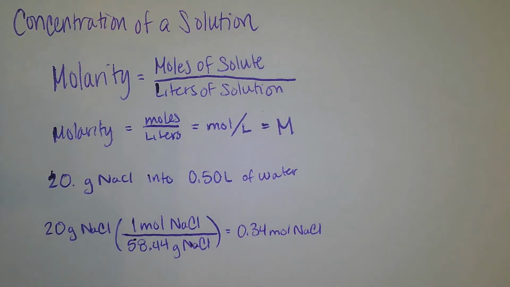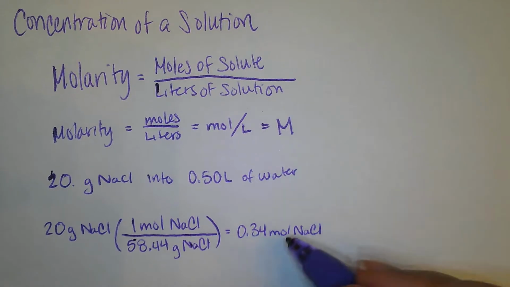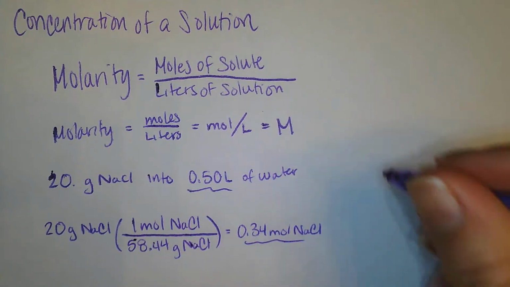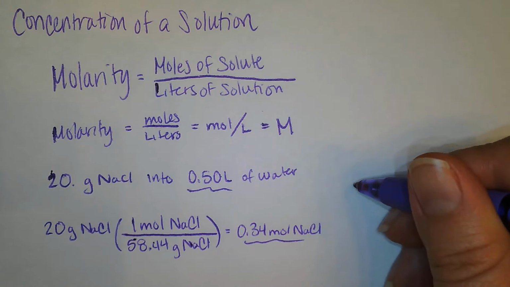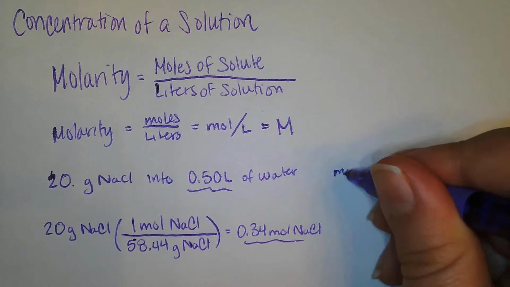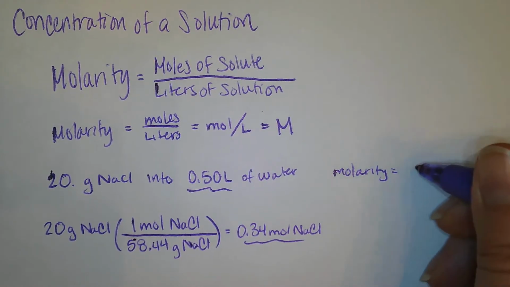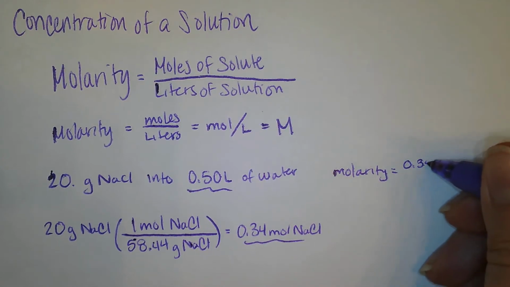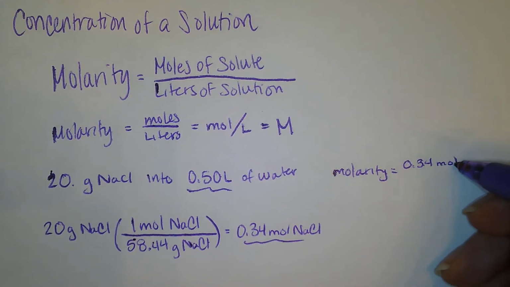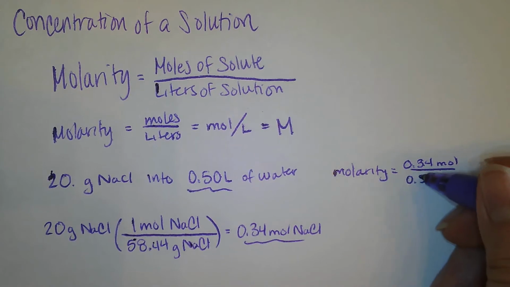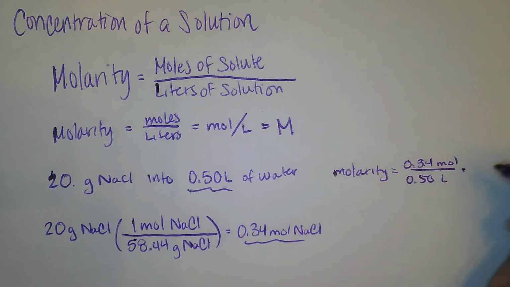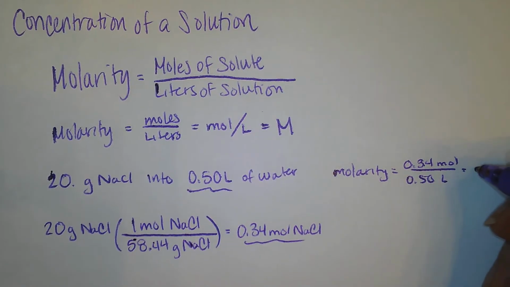Okay, so this solution that we're making, what is the molarity of it? All we do is take the moles and divide them by the liters. So we're going to have molarity equaling 0.34 moles divided by 0.50 liters, and this is going to work itself out to be 0.68 moles per liter, but instead of that, we're going to use that capital M.